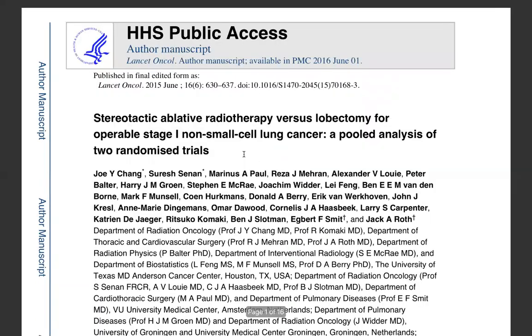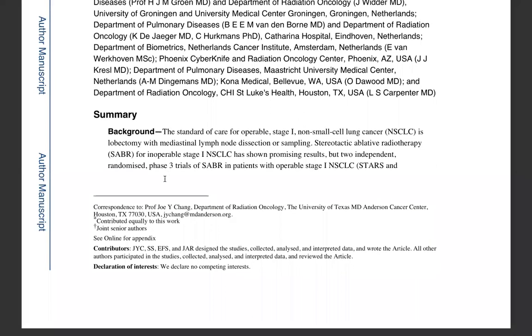Yes, sir. In the background itself, they have said that the standard of care for stage 1 lung cancer is surgery, and SBRT has an increasing role in inoperable cancers. So here they are reporting 2 independent RCTs, and both were closed early due to slow accrual. So here they are going to analyze that.